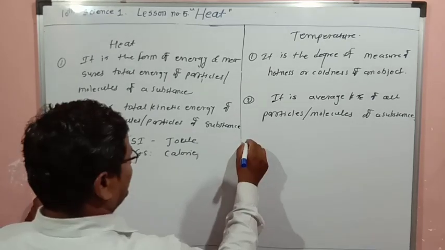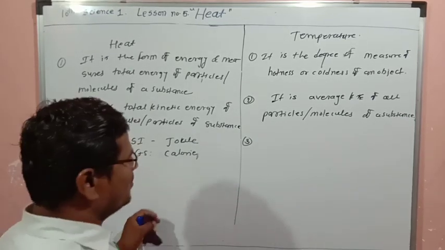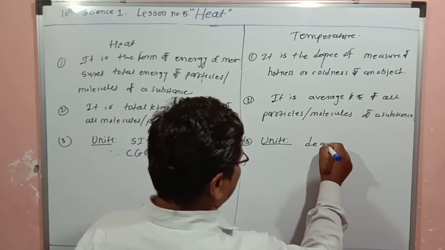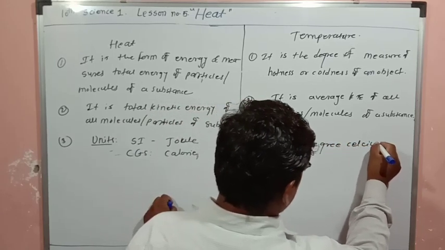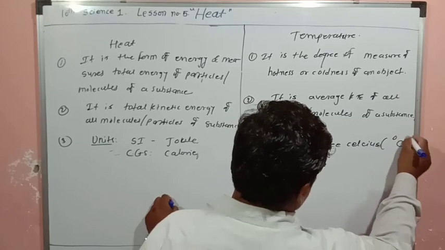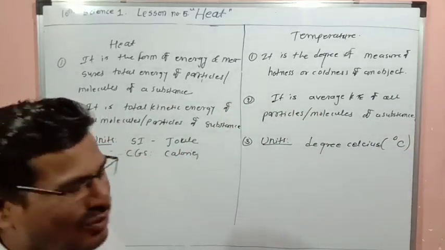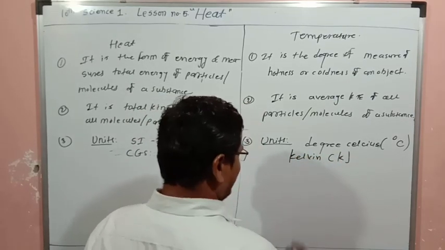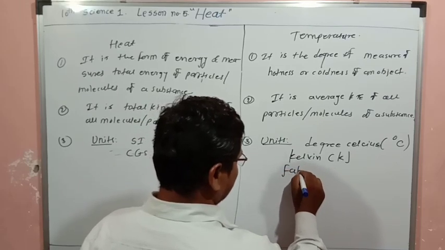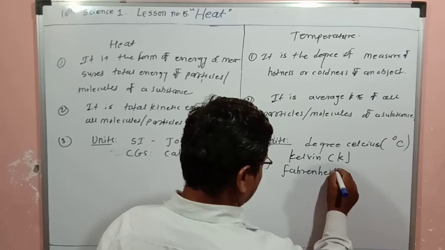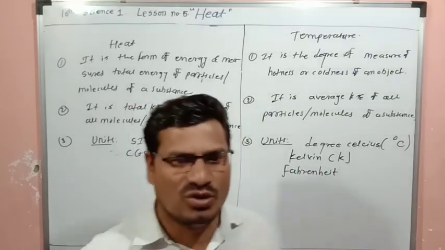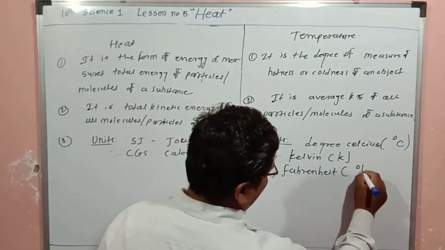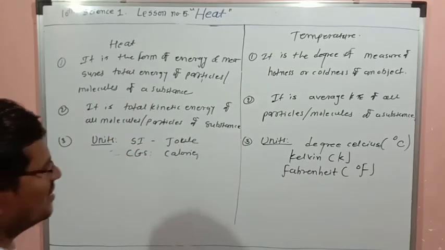And in case of temperature, there are 3 units. Which 3 units? First one is degree Celsius, or the degree Celsius symbol. Second is Kelvin, written in brackets as K. Another unit is Fahrenheit, which you show like this. So temperature has 3 units.